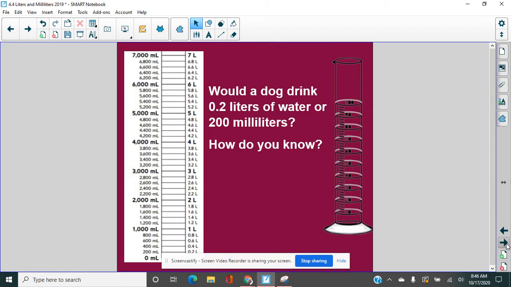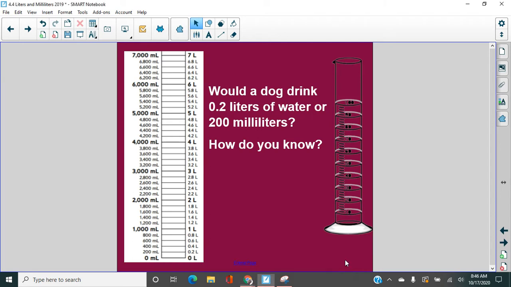All right. Let's take a look at this one. Would a dog drink 2/10 of a liter of water or 200 milliliters? Well, look on my measurement scale. And what do you notice?